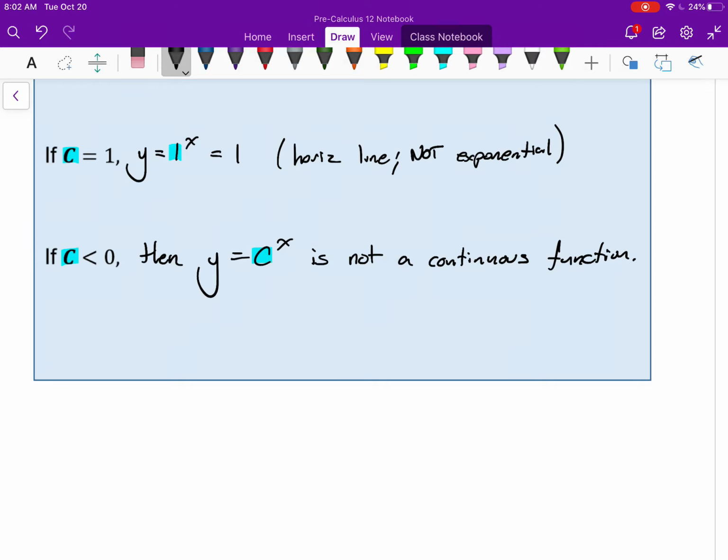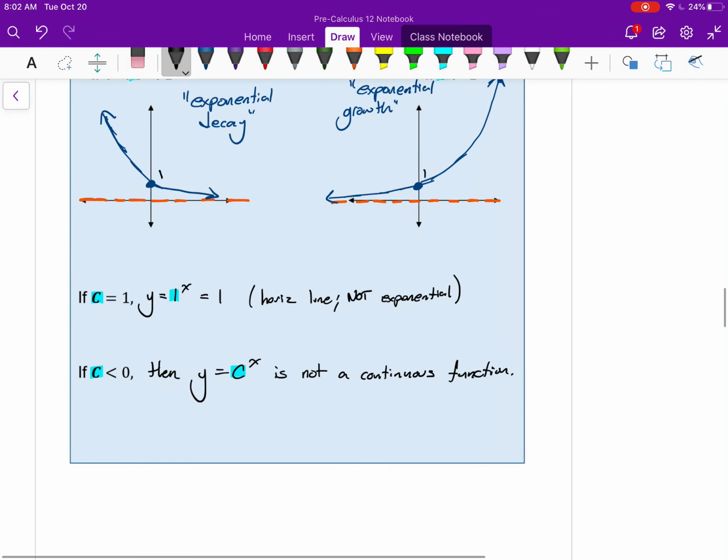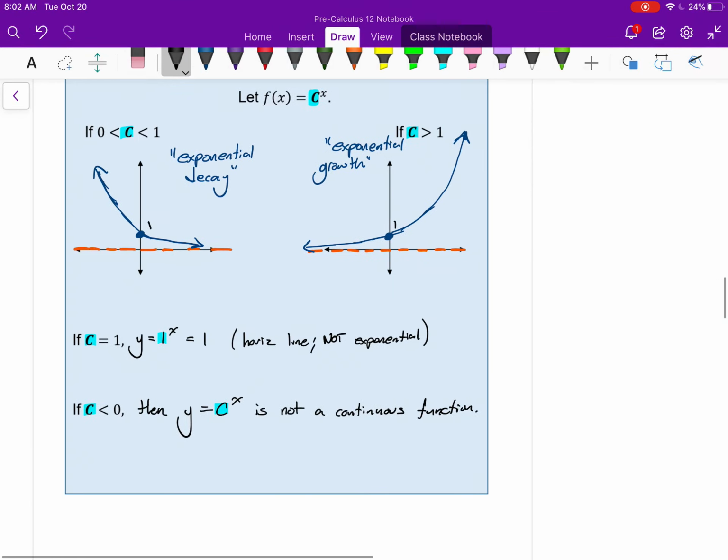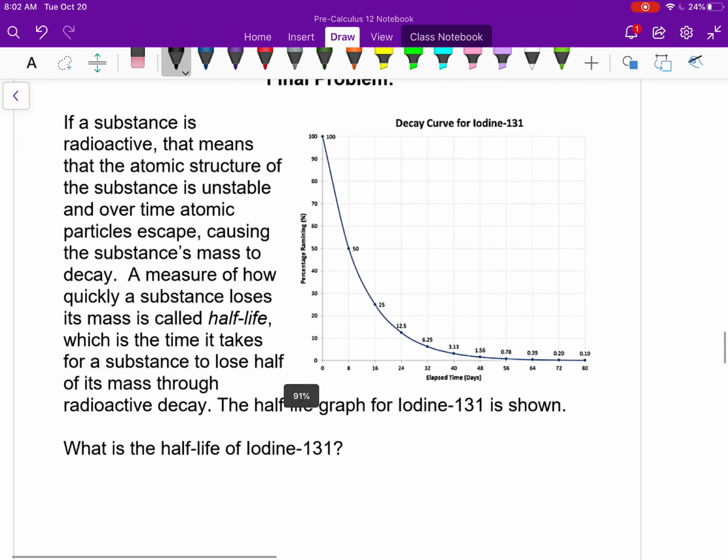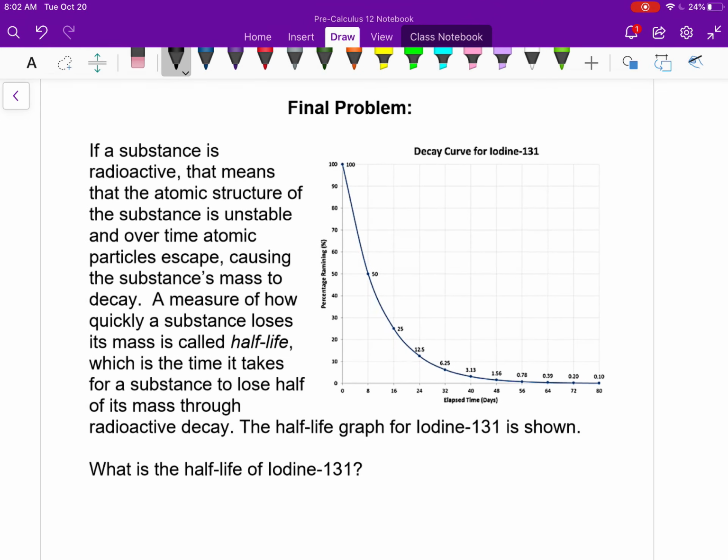So long story short, an exponential function, everything we're going to be dealing with for the remainder of this course, only makes sense if your base is a positive number that's not 1. A positive number, not 1. All right. Let's get to the final problem.